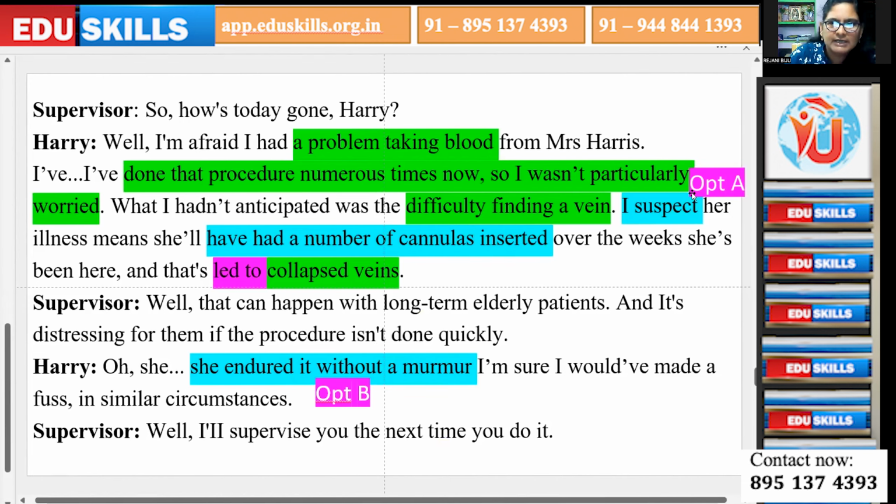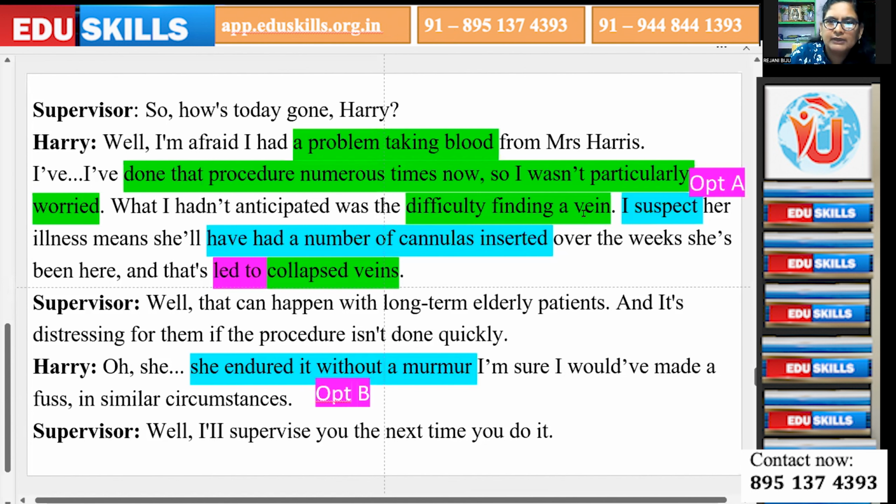How is it given? I suspect her illness means she'll have had a number of cannulas inserted. Have had a number of cannulas inserted means many. They have attended many times. From the tense itself, we can understand that have had means many were going on, inserting it. That's why over the week she's been here, that led to collapse. Another important keyword given here is led to. Led to means leading to something. That means the result of something, right? Yes, the outcome of the procedure.